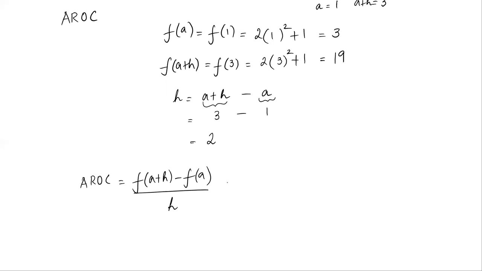All over h. And since we figured these out earlier, you just have to plug them in, which is 16 over 2 equals 8. So the average rate of change is 8.